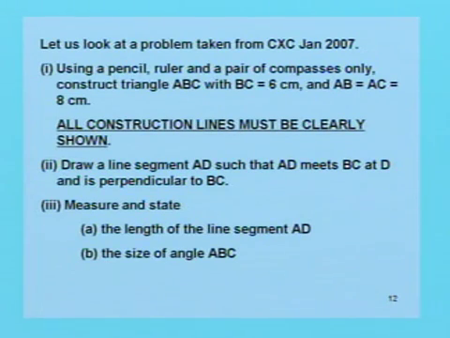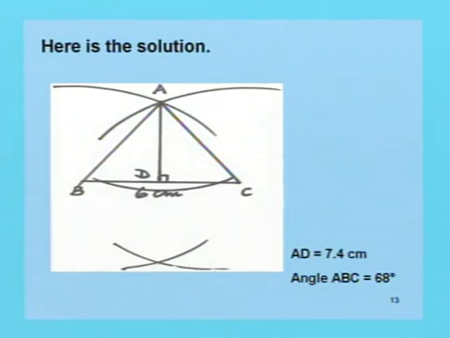Part 2. Draw a line segment AD such that AD meets BC at D and is perpendicular to BC. Part 3. Measure and state A, the length of the line segment AD, and B, the size of angle ABC. Here is the solution.